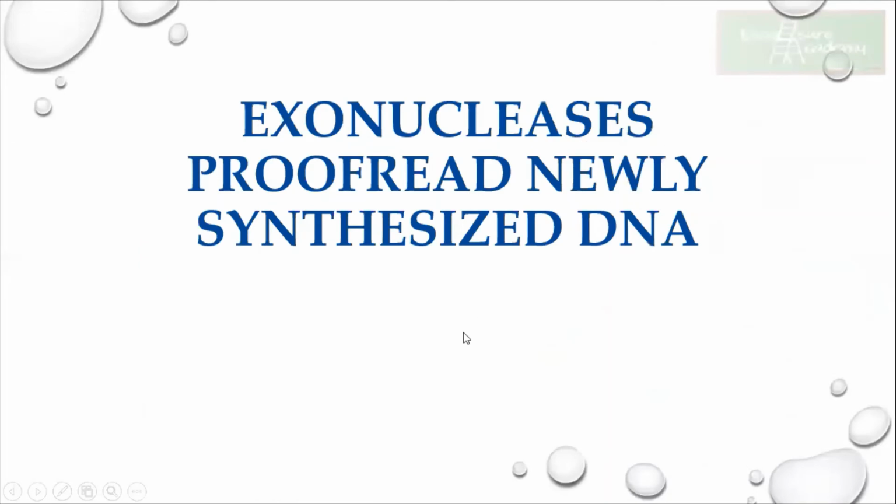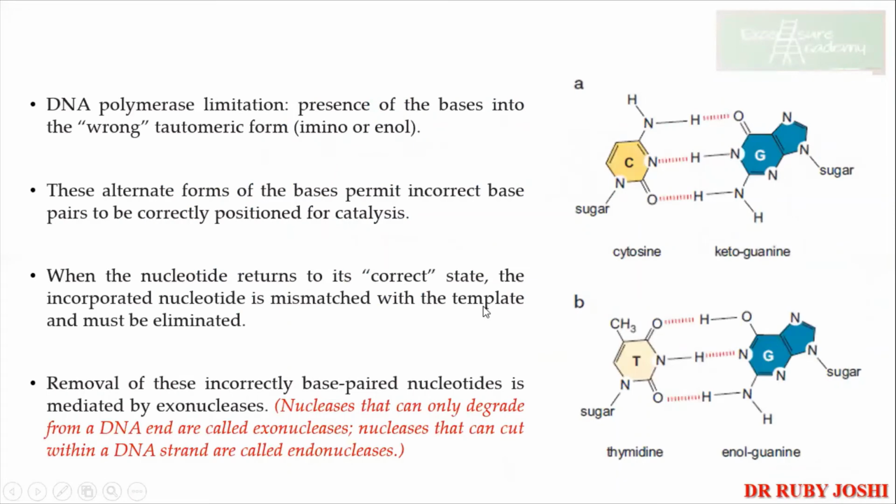Now coming to the exonuclease proofreading activity. Okay, so why do we need exonuclease proofreading activity? Because of tautomerism. Now what is tautomerism? Look over here. We have cytosine, which can base pair with guanine, okay? This is keto guanine. But if we had enol guanine instead of keto, then instead of binding with cytosine, it will base pair with thymine.